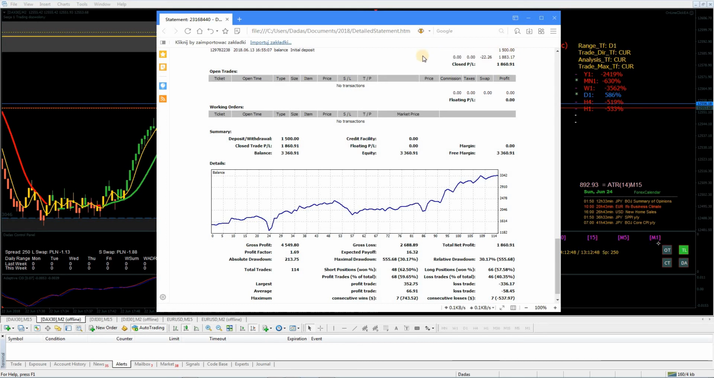And overall, I made 1,883.17. So in other words, I more than doubled the account. You see that the final balance is 3,360.91. That means that I more than doubled the account over what? Over 7 days, practically. Practically 7 days, because on the Wednesday I didn't trade a lot. I think I made only 2 or 3 trades during that Wednesday.